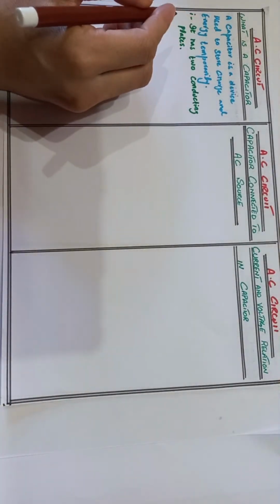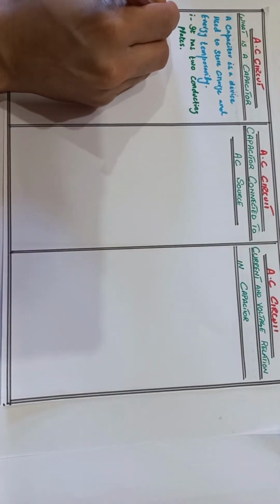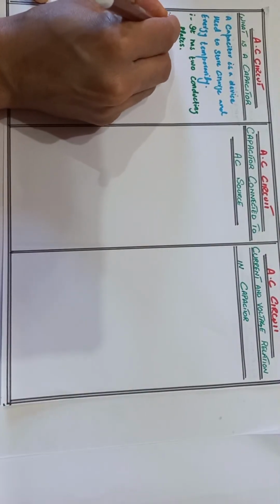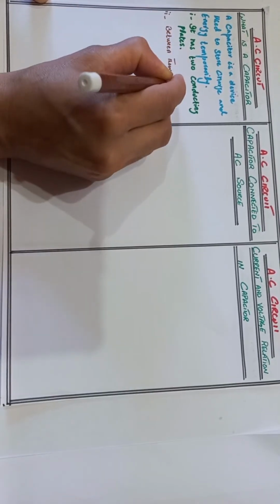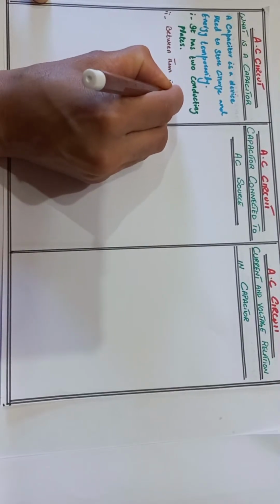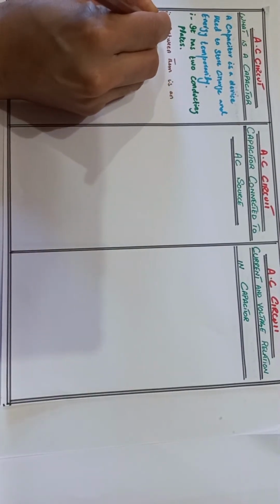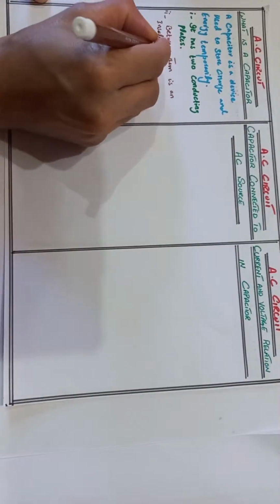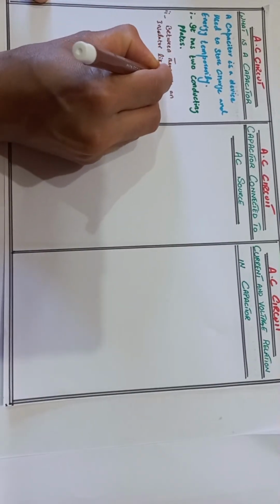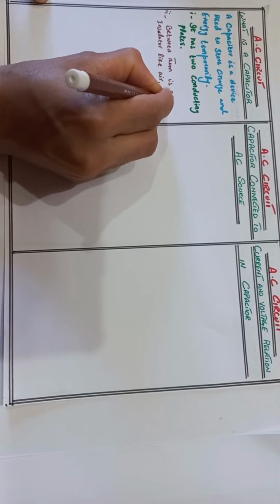Between them is an insulator like air, water, paper, etc. Here we write that between them is an insulator like air, paper, etc.